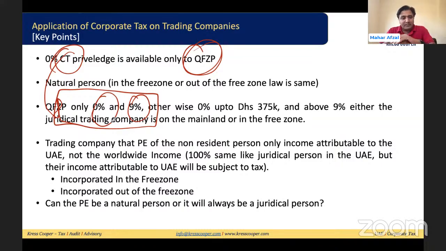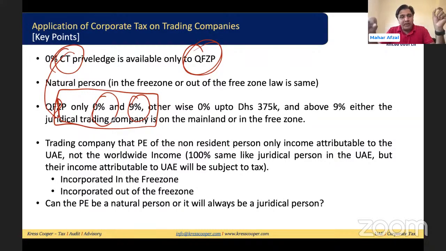Now I have one question. A PE can be established based upon a branch, fixed establishment, or office, at least for a period of, I think, 3 months or 6 months. I can't remember, sorry for this. So based upon this, a PE can be established based upon the fixed establishment. Also, a PE can be established if someone is acting as an agent exclusively for the non-resident person.